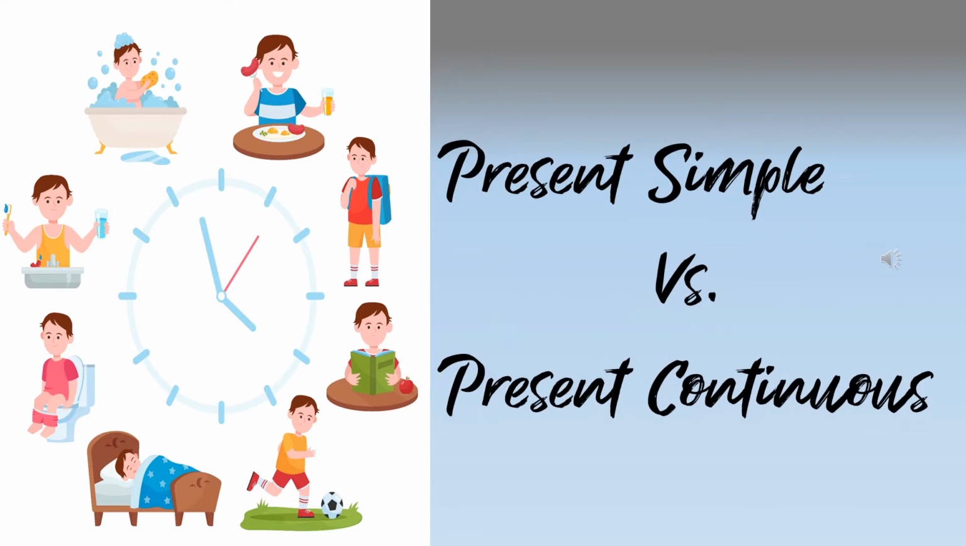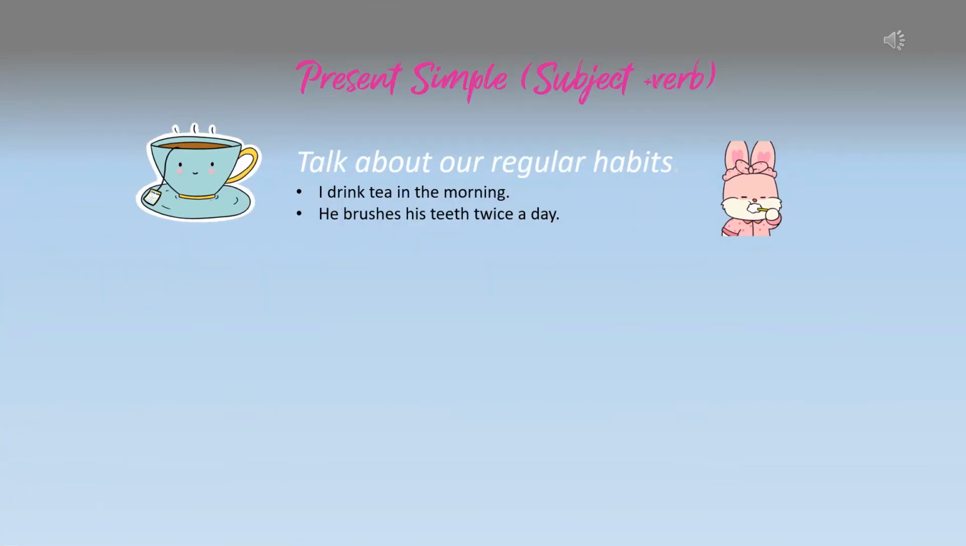Hey everybody, so today we're going to look at the difference between the present simple and the present continuous and how we use these to talk about our activities. Okay, to start with, let's look at the present simple. When we use the present simple, we use the subject, that is who or what we are talking about, and the verb, and that is the action. So when do we use this?